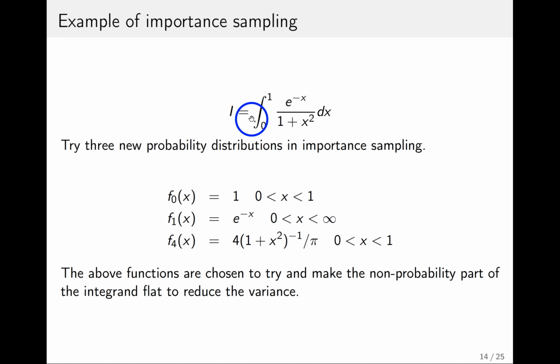Okay, so let's see an example. Here's an example trying to compute this integral, I equals the integral from 0 to 1 of e to the minus x over 1 plus x squared. You can either use uniform random numbers, which is this probability distribution. You can use exponential random numbers, e to the minus x, and then you measure 1 plus x squared. You can also use the probability distribution 1 over 1 plus x squared, and then you can generate random numbers like this. And this is another probability distribution to check. These things are not unique.